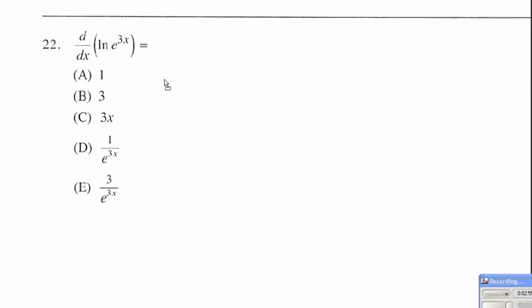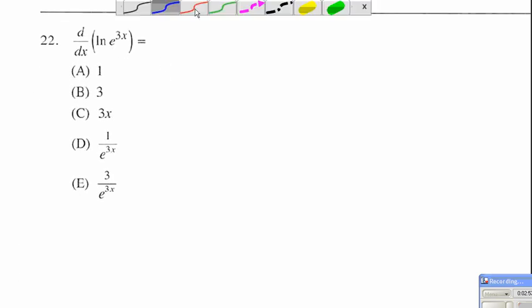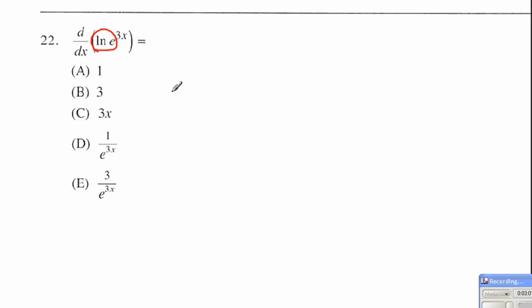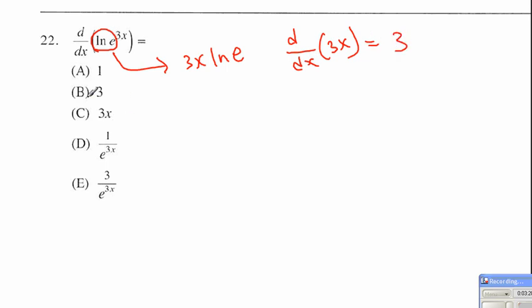Now the next question. Here, a tricky thing here is this portion right over there. ln of e, in fact, that's equal to 1. In other words, this portion becomes 3x times ln of e. But ln of e is equal to 1, so therefore, this is the same as taking the derivative of 3x with respect to the variable x, which is simply equal to 3. Therefore, our answer will be choice B.